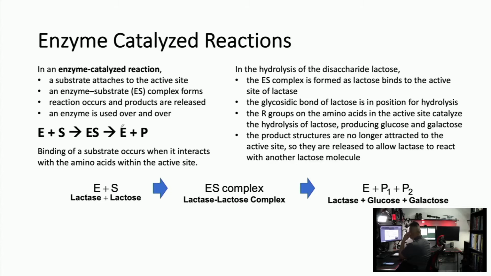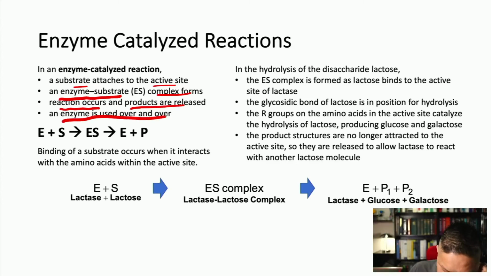So we can describe the enzyme catalyzed reaction as such. A substrate attaches to the active site, then the enzyme substrate complex forms, and then the reaction occurs, and then the products are released, and the enzyme is used over and over again. As biochemists, we like to use these little initials here because we're simple, like I said. We have the enzyme, and we have the substrate. We add them together, and we get the enzyme substrate complex, and when the reaction is done, we get the enzyme again back into its original form, and we get our product.